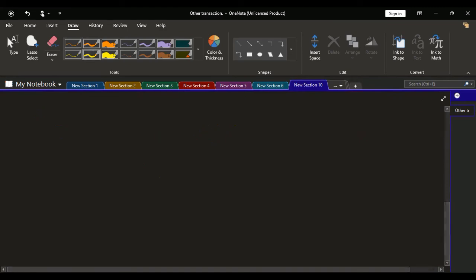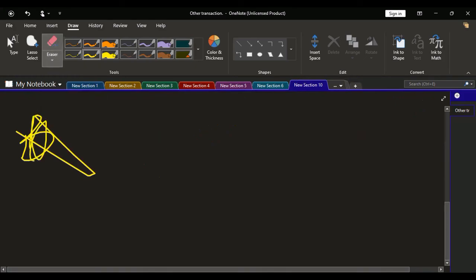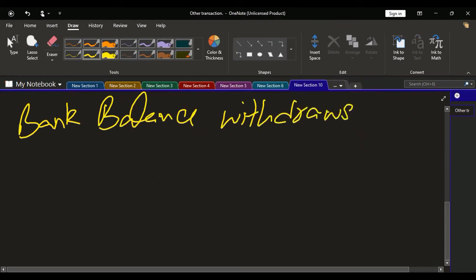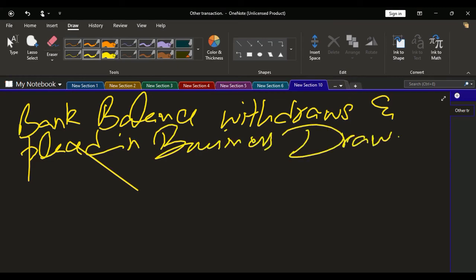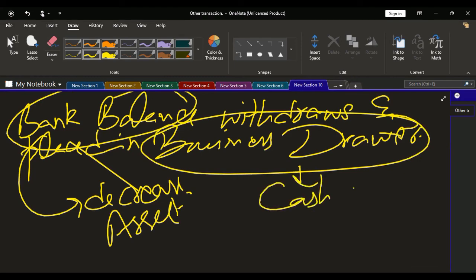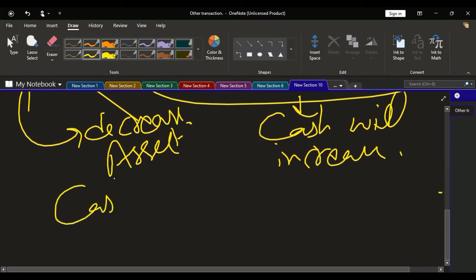And similarly, when bank balance is withdrawn and placed in the business drawer, the bank balance will decrease as the cash has been taken from it, and the cash in our business drawer will increase. So the entry will be cash debit, bank credit.